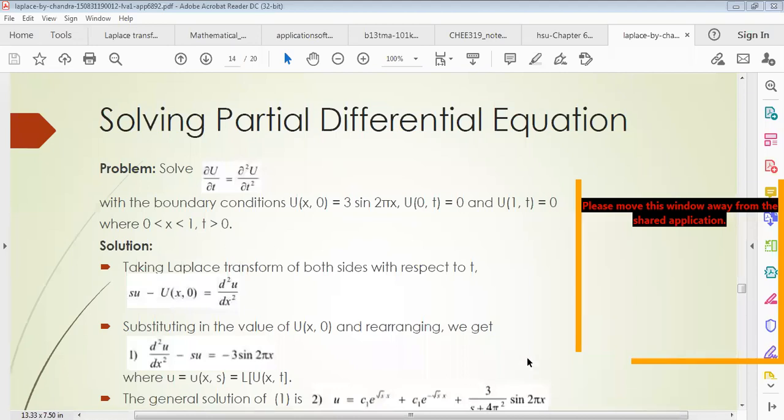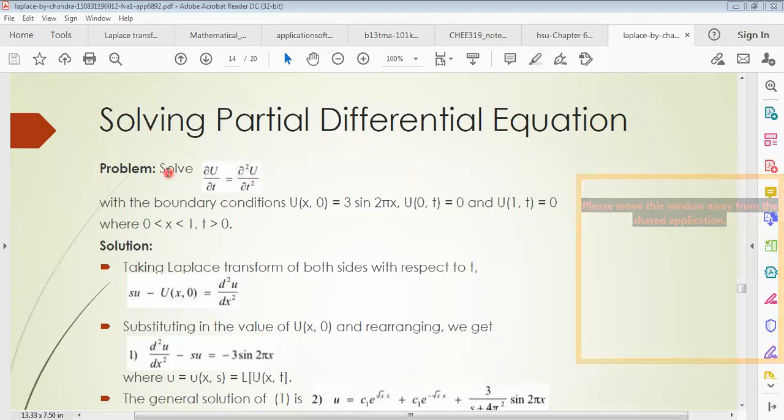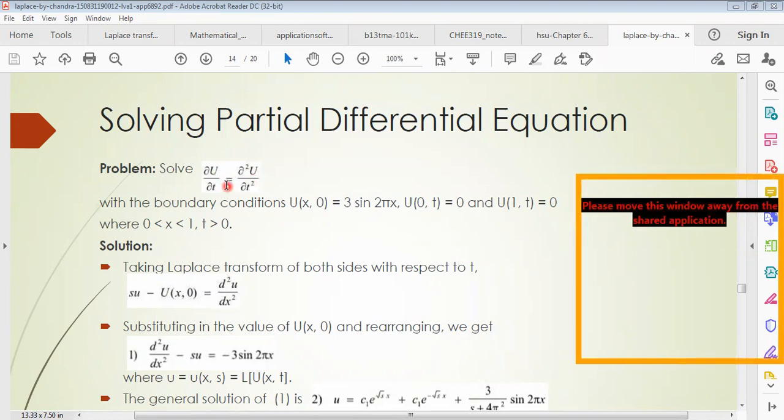Now, how to solve partial differential equations. You must know this is an example of a partial differential equation, where u is the dependent variable and t is the independent variable. This is the partial derivatives consist. This is for a partial differential equation.